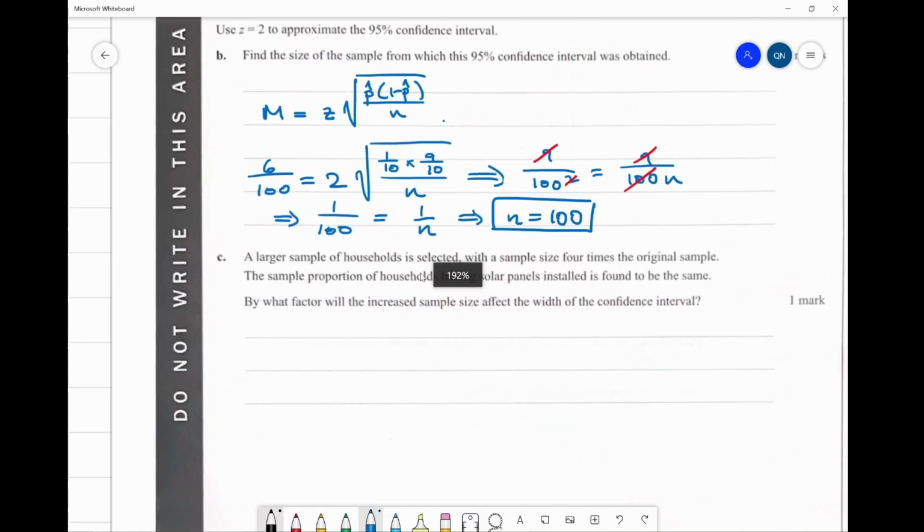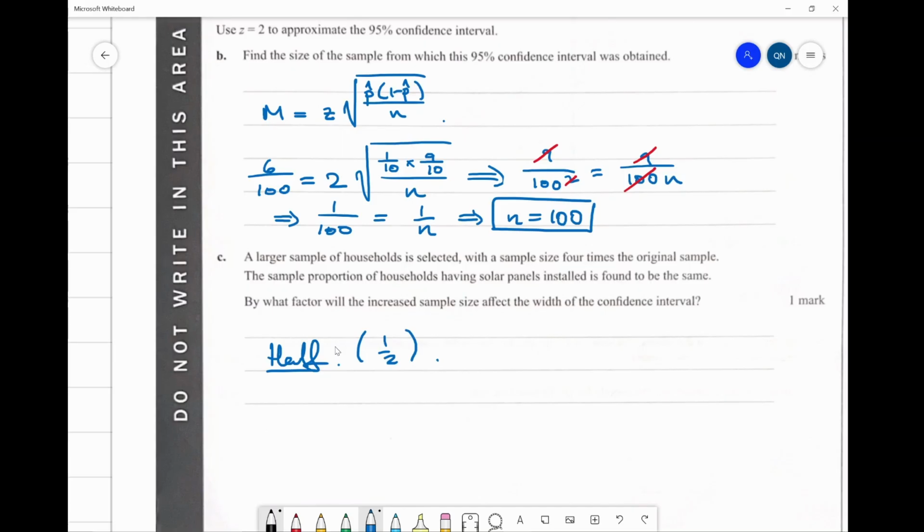Okay, a larger sample of households is selected with a sample size 4 times the original sample. The sample proportion stays the same. By what factor will the increased sample size affect the width of the confidence interval? So it's actually going to halve. Maybe you've seen these types of questions before and you know what the answer is straight away. How can you see this?